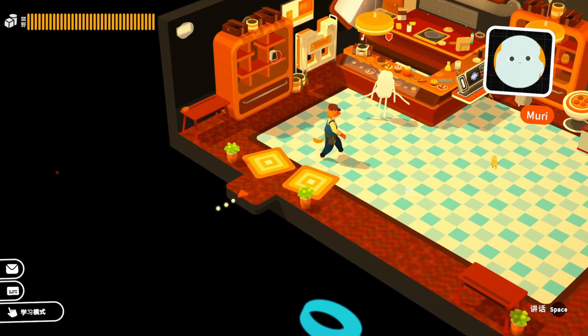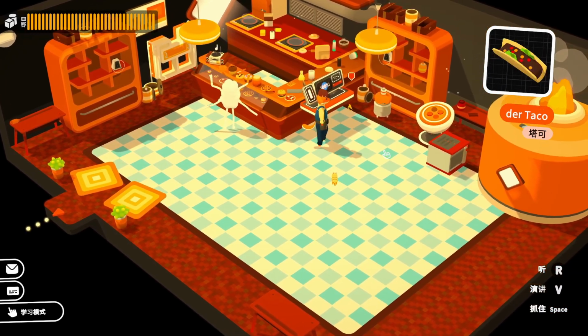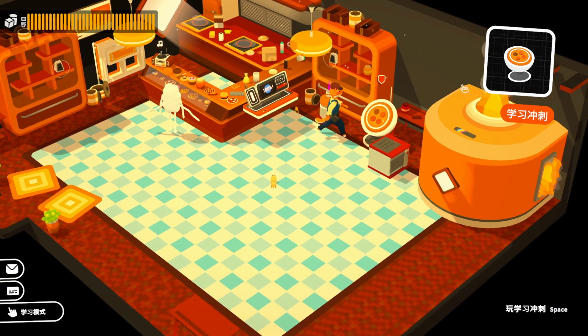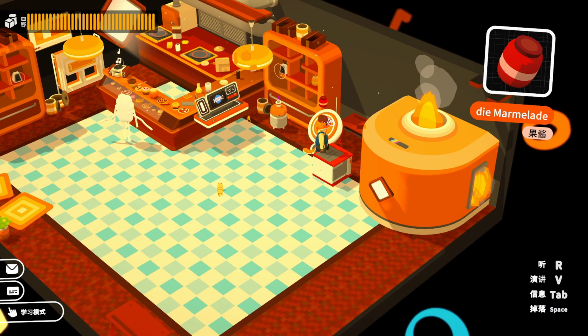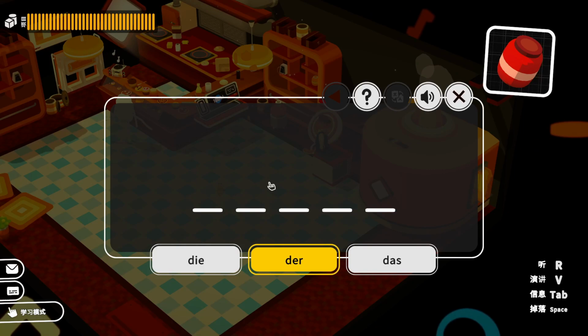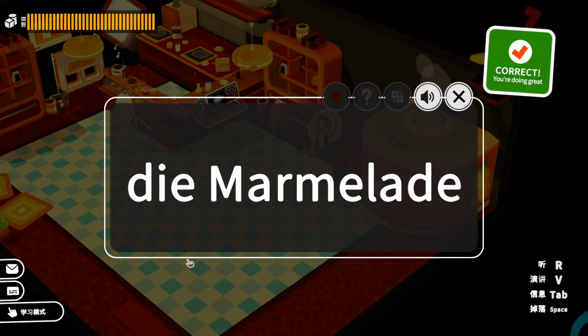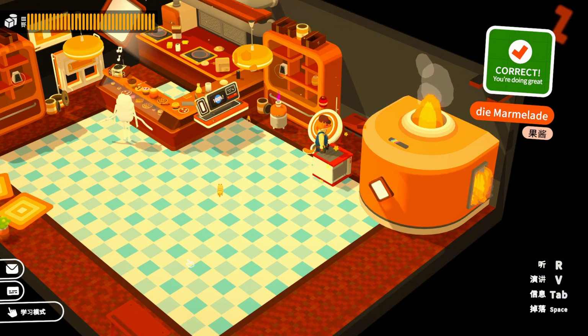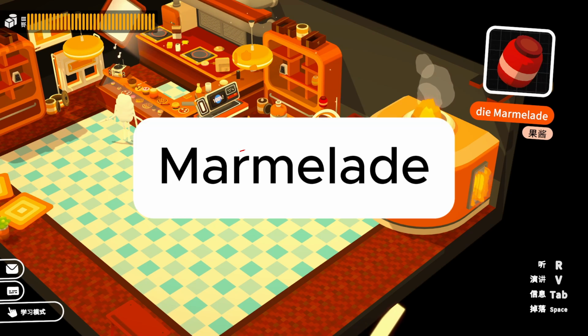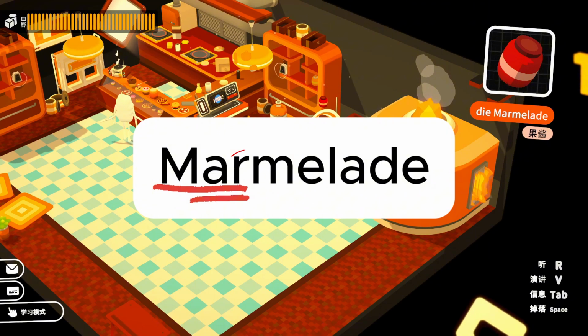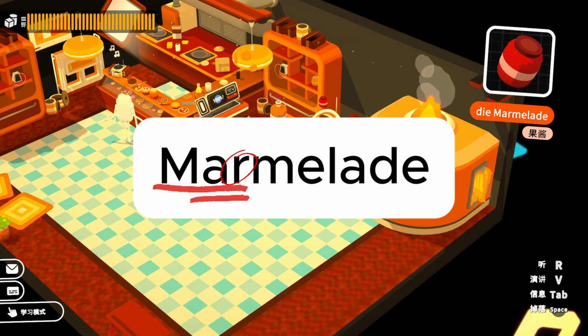Now let me show you the last bad example I want to show you, and that is Marmelade. So when you try to spell it, you see die Mar-me-la-de. And again, I don't know why Noun Town made this decision and decided to separate the "me" from the first syllable. It doesn't make any sense.